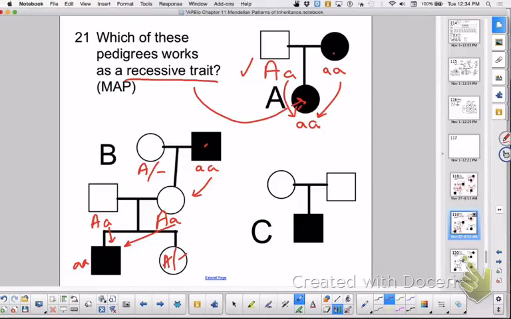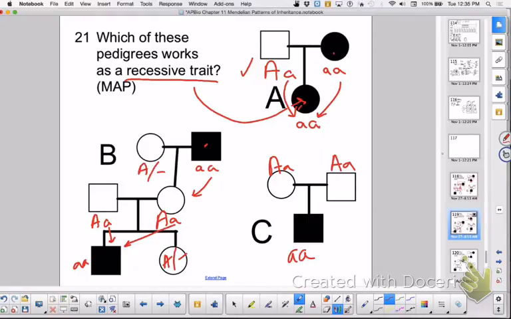Okay, now let's do this one. Would this one work with a recessive trait? What would the genotypes be of the parents? Yeah, they would both have to be heterozygotes and they would both give the 2 little a's. You all right with that?